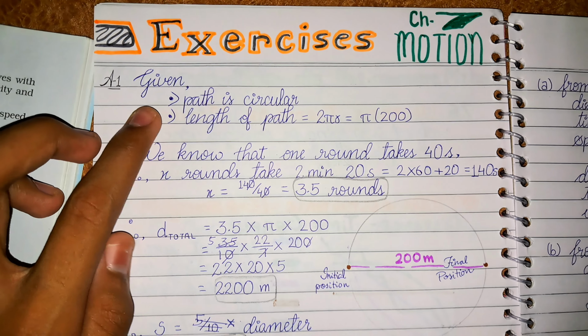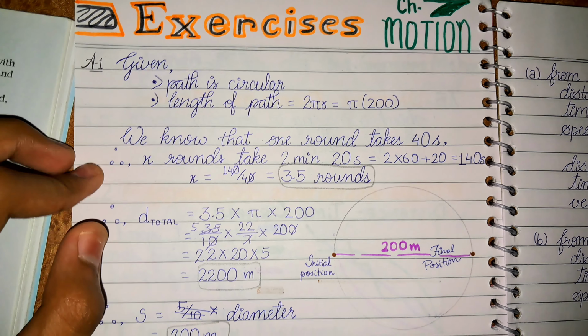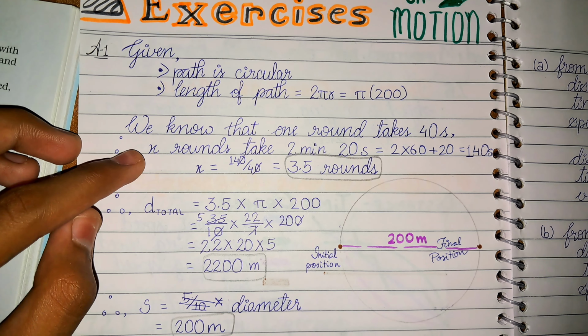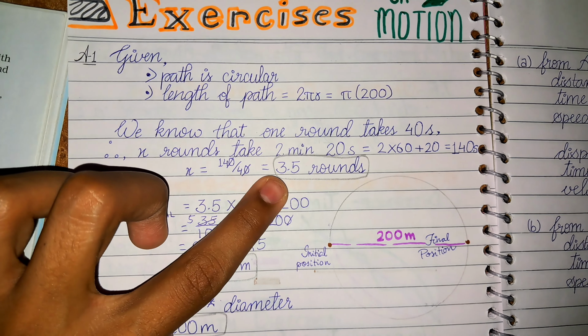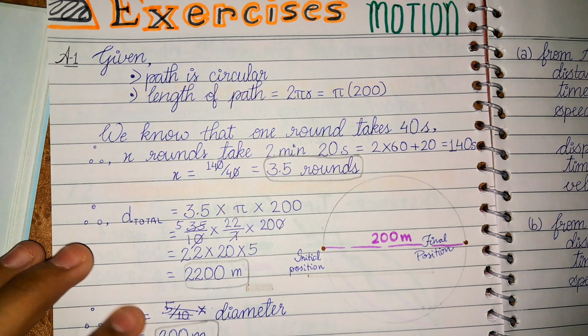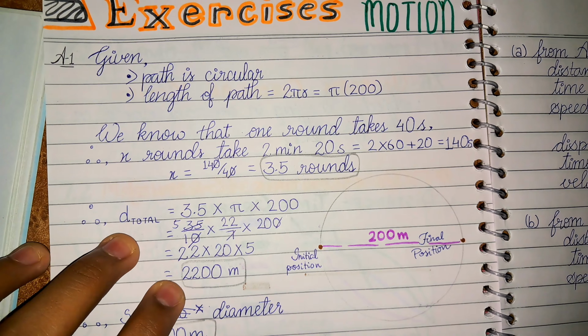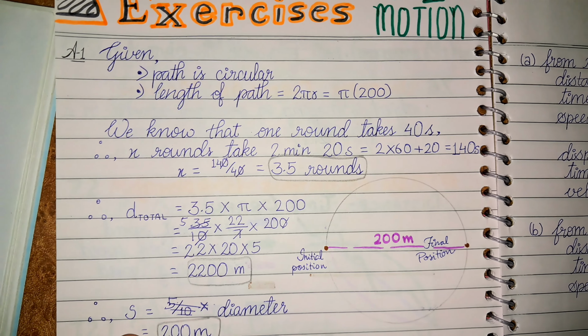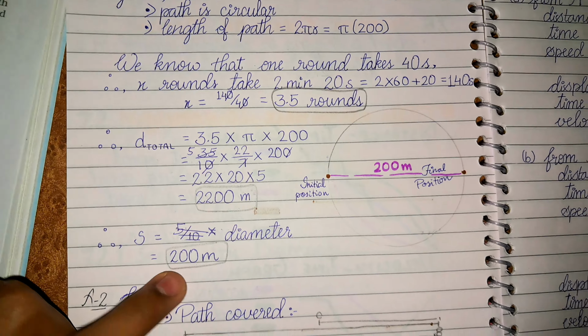First we have written the given, then we know that one round takes 40 seconds. So how many rounds will it cover in 2 minutes 20 seconds? That came to be 3.5 rounds. Then we found the distance, that's 2200 meter. Then we found the displacement, which is 200 meter.